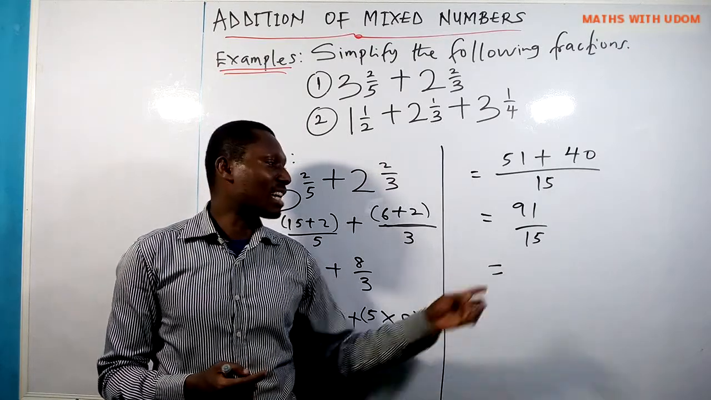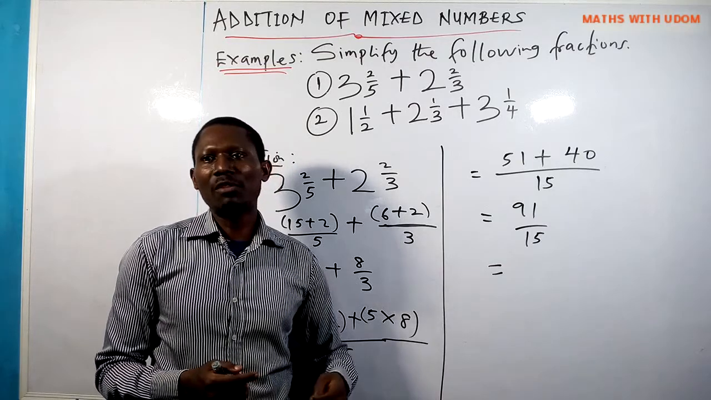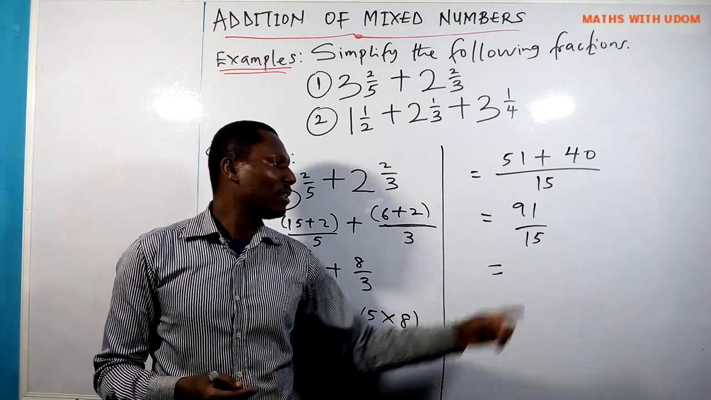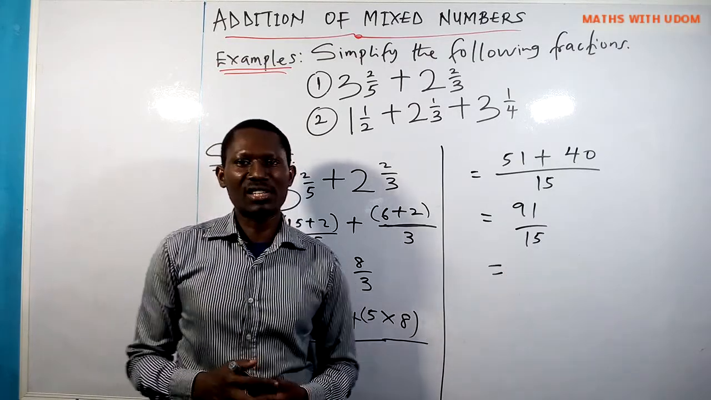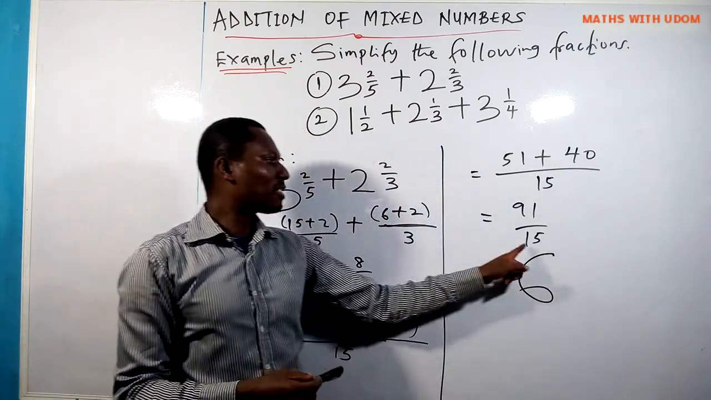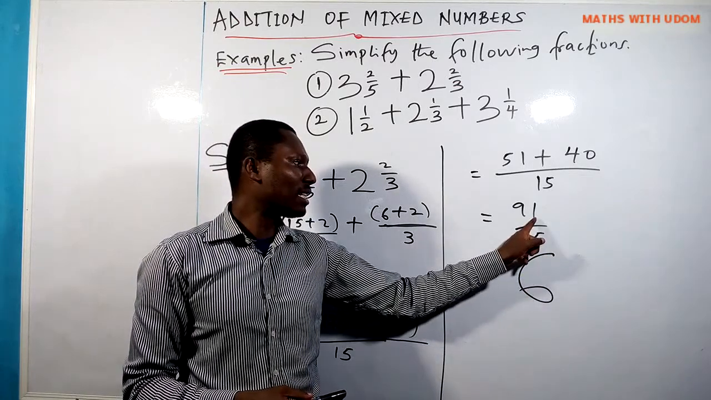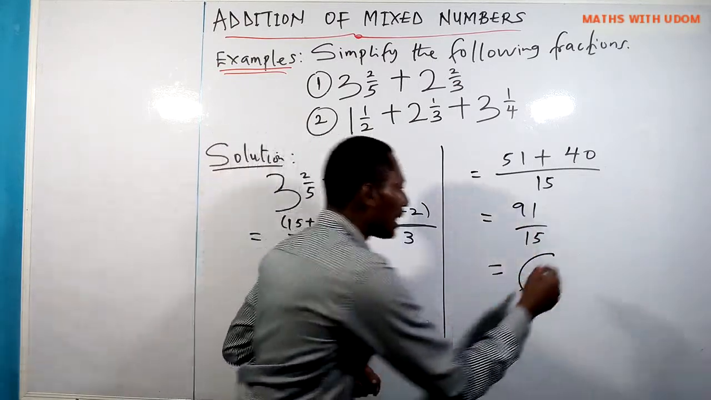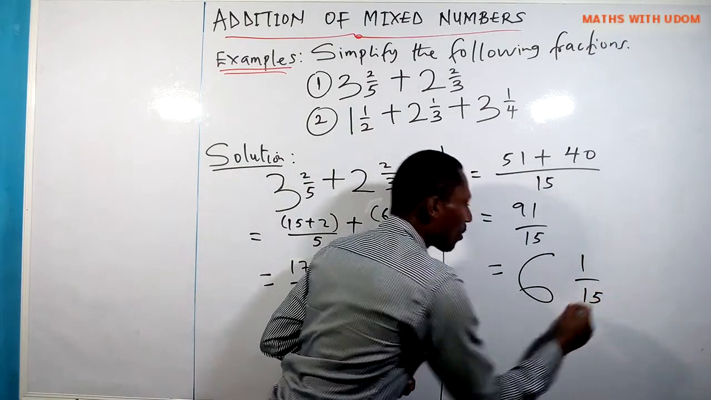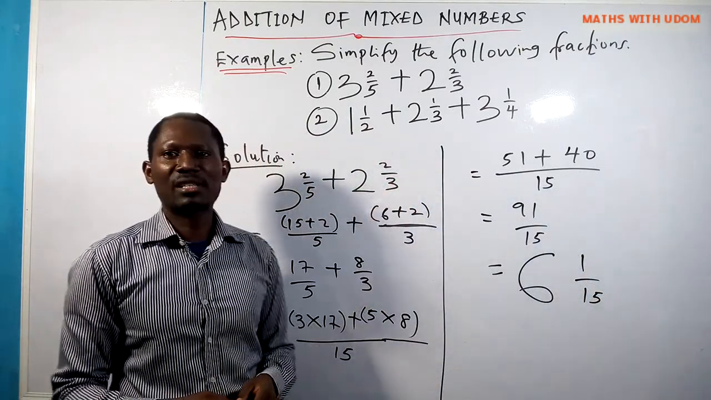That is 6 times. Because 6 times 15 will give us 90. So 15 can go in 91 6 times. So we'll write 6 whole number. 15 times 6 is 90. Remainder 1. Remember, this is 91. So remainder 1 over 15. So that is our answer for this first example.